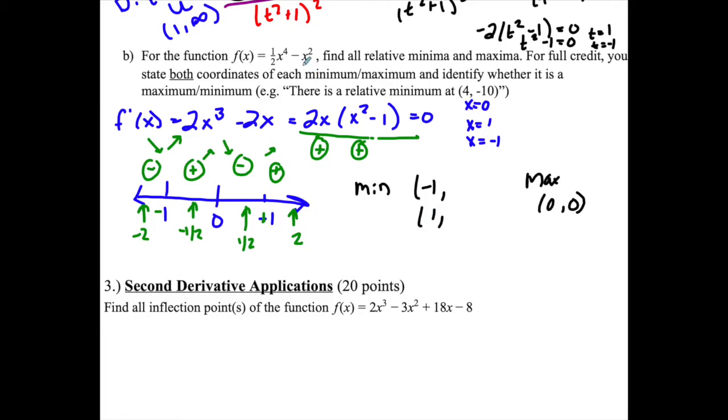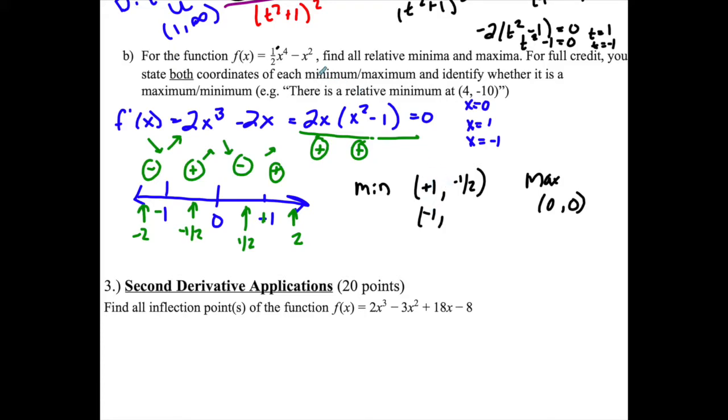If I plug in 1, well, 1 to the 4th is 1. Half of 1 is a half. So it's basically a half minus, and then 1 squared is 1. So it's negative 1/2. That would be positive 1.